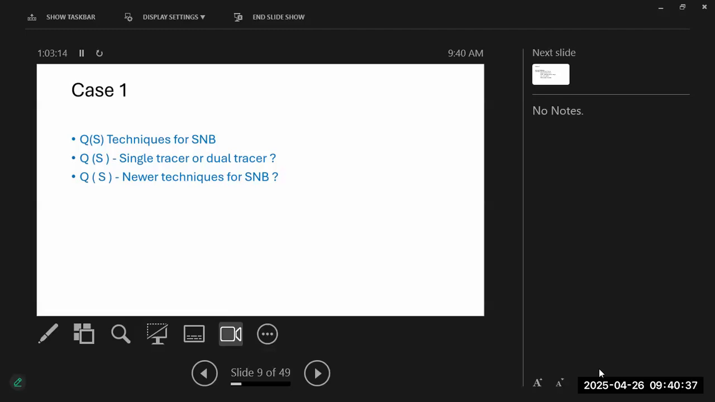So what are the newer techniques for sentinel node biopsy? Do you have any? Yeah, if it is the targeted technique, there are the endo-seeding techniques, but they are not in routine use, even in other countries.